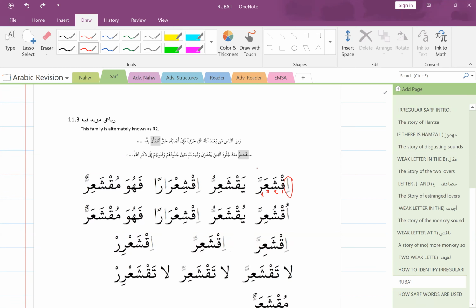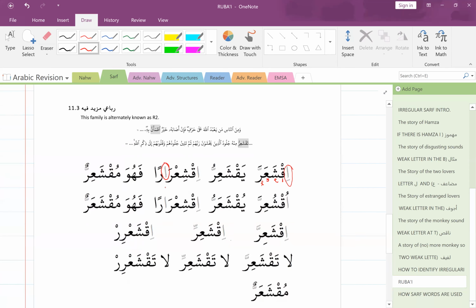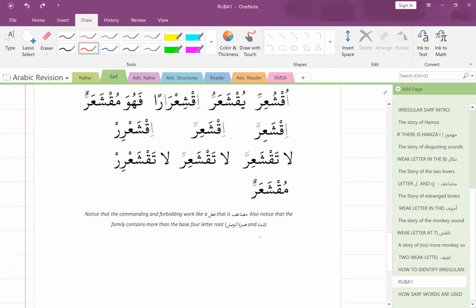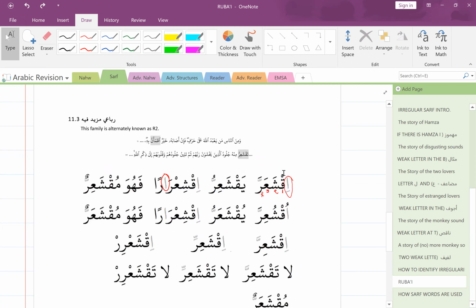Iqsha'arra, yaqsha'irru, iqsha'iraran, فهو مقشعر, اقشعر, يقشعر, اقشعرارا, فهو مقشعر. الأمر منه اقشعر. Again, you see how many amrs? 3, just like mudha'af: اقشعر, اقشعري, اقشعررن, لا تقشعر, لا تقشعري, لا تقشعررن, and والظرف منه مقشعر. Okay, so this one appears in the Quran, and that's why we're covering it.